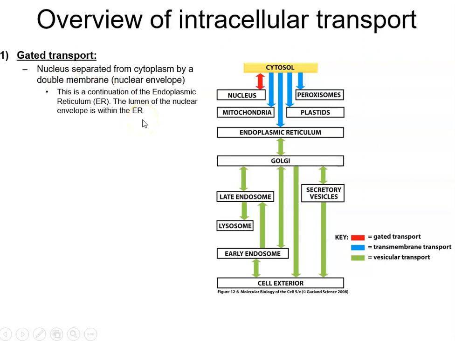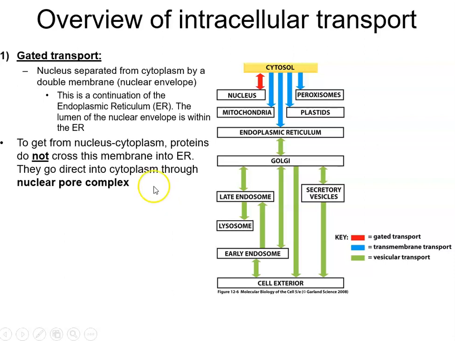And this is because the nucleus and the cytosol are separated by a double membrane called a nuclear envelope. And for proteins to get from the cytosol to the nucleus and back again, they go through a nuclear pore. Now this is not transmembrane, it is called gated transport, and we'll see why shortly. So to get from the nucleus to the cytoplasm, the proteins don't actually cross a phospholipid bilayer. They go through a gate or a pore within the double membrane, and as we'll see on the diagrams, this is distinctly different to transmembrane transport.